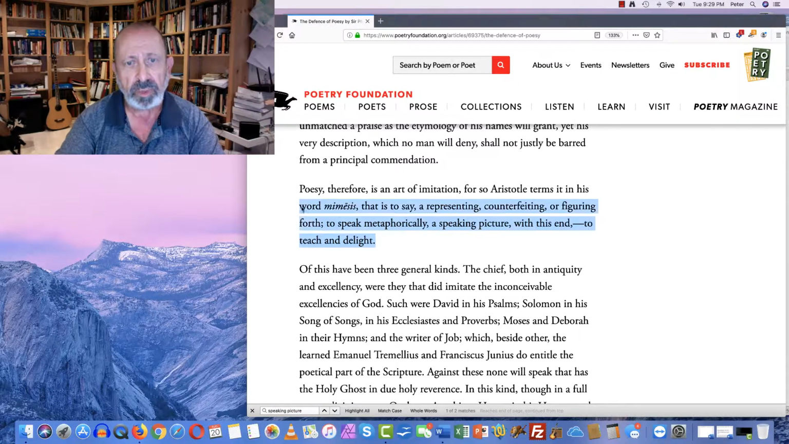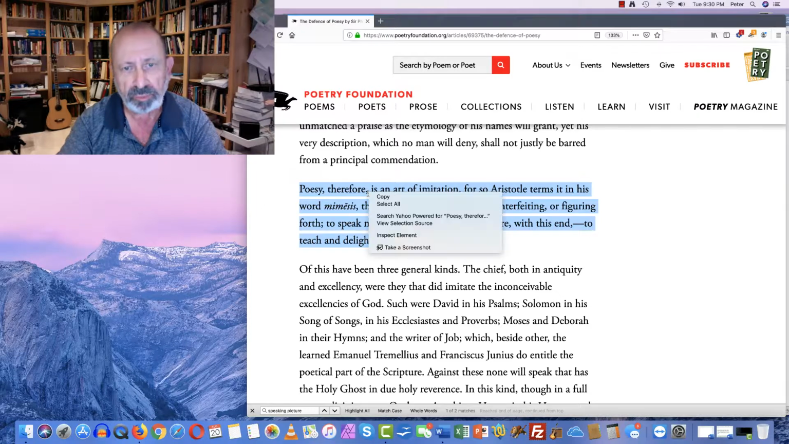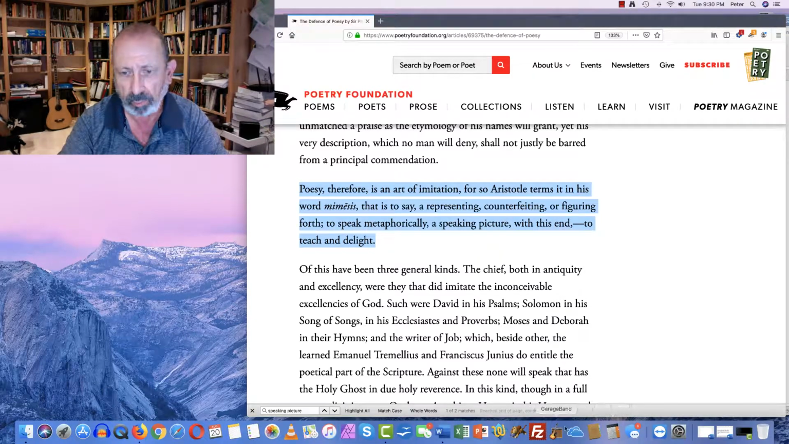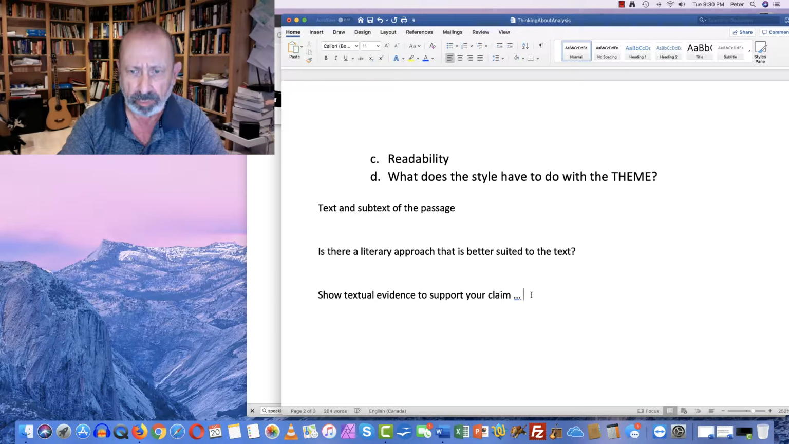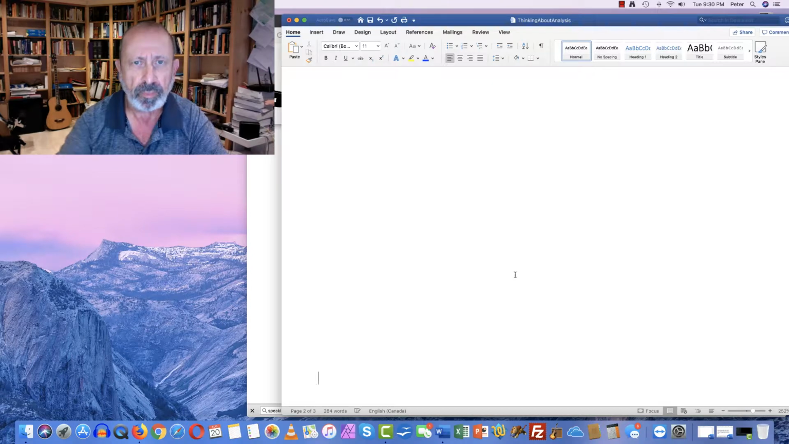Okay, so here's Sidney, and he says, "Poetry therefore is an art of imitation, for so Aristotle terms it in his word mimesis, that is to say, a representing, counterfeiting, or figuring forth. To speak metaphorically, a speaking picture with this end to teach and delight." So I'll just copy this over into Word, and I want to model for you how you would start writing about this.